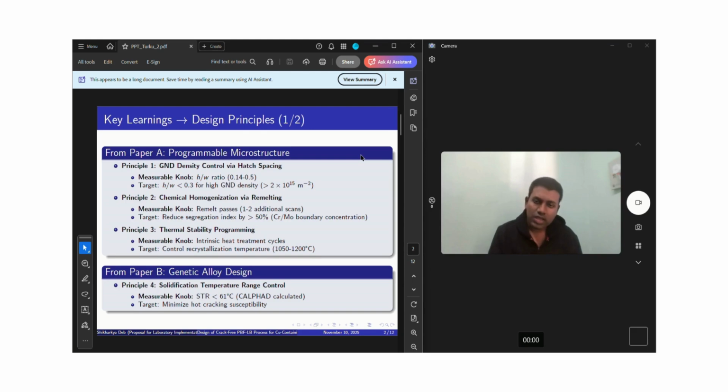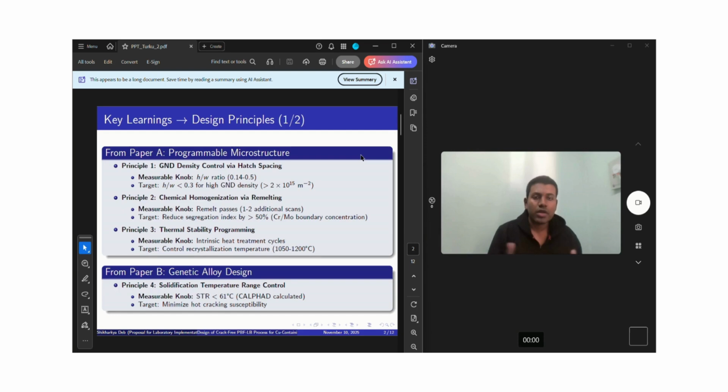The second principle includes the chemical homogenization via remelting. They measured that chromium segregation saw a reduction from 2.7% excess to a 0.9% excess, which is a 67% reduction. And for molybdenum segregation, it was reduced from 1.4% to 0.7%, which is a 50% reduction. So the dramatic improvement in the chemical homogeneity allowed complete recrystallization through subsequent treatment.